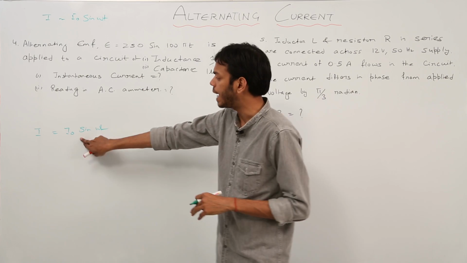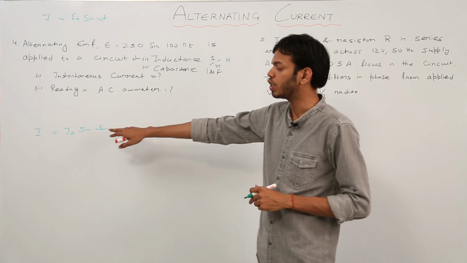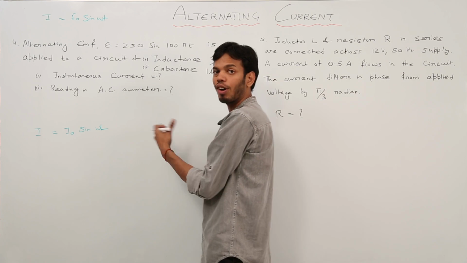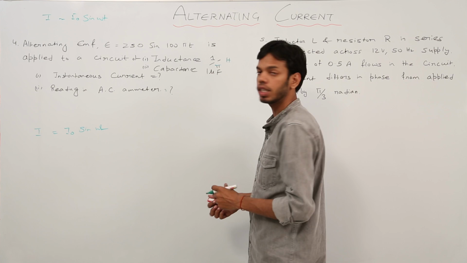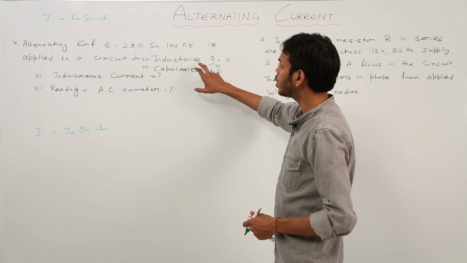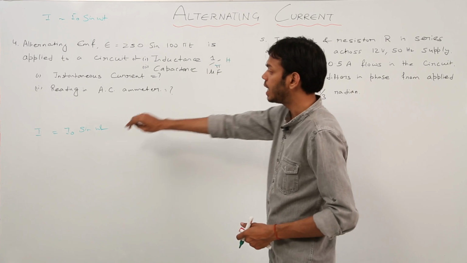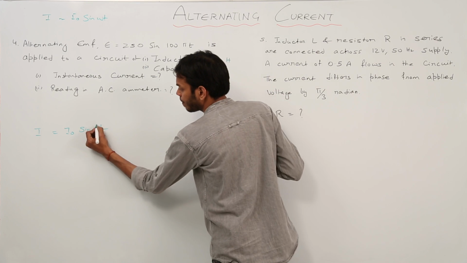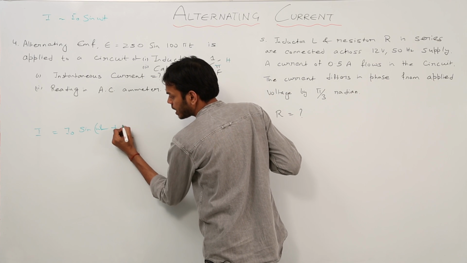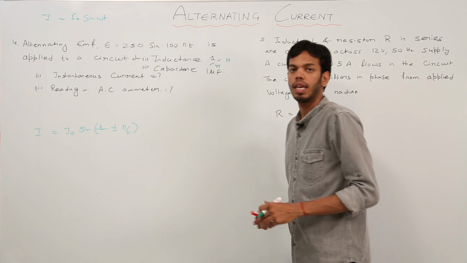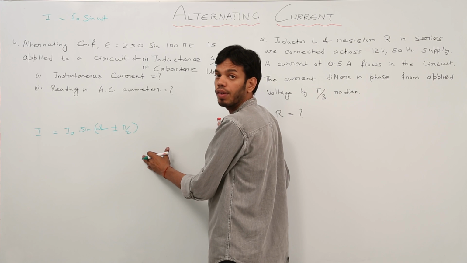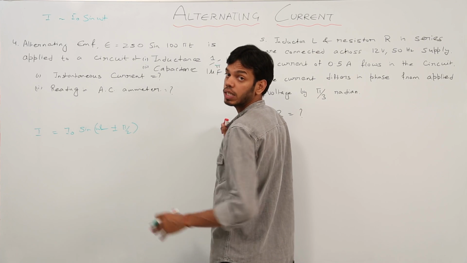before moving on to I naught, I would first say that this equation is wrong. Up till this point, this equation was right, but in the case of inductance and capacitance, current is not given by this. Current is given by plus or minus π/2. When it is plus and when it is minus depends on whether it is an inductive circuit or a capacitive circuit.